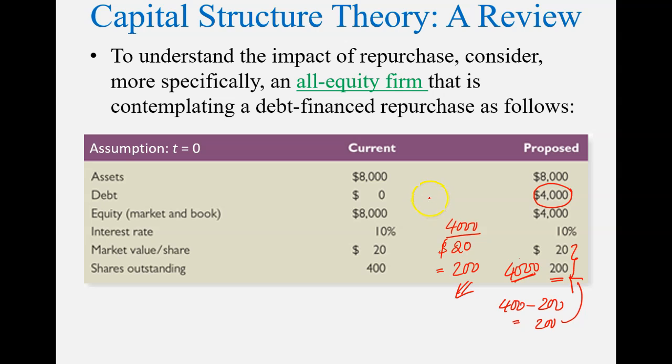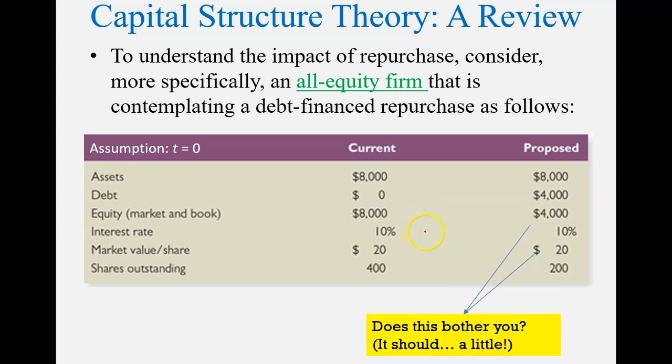Does the value of the firm go up? Does the value of the firm go down as a result? More specifically, does the stock price go up or the stock price go down? And if you're asking yourself this question, actually looking back at these numbers might perplex you a little bit, because if you notice that as I'm going from the current capital structure of all equity to what I'm proposing, which is part debt, part equity, notice that the share price hasn't really changed.